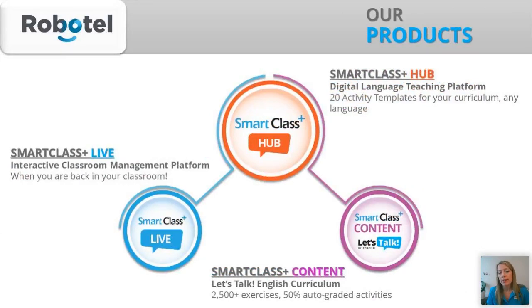So what are the products that we have to offer? The one that I'm going to be showcasing today is called our SmartClass HUB. So our SmartClass HUB is a digital language teaching platform that has 20 activity templates for your curriculum already there, and all you need to do is put your curriculum in and put some sort of a media file, and then put some sort of a stimulus that you would like your students to be doing. So do you want them to be writing or speaking? And then we've got these great templates where 9 of them are actually auto-graded.